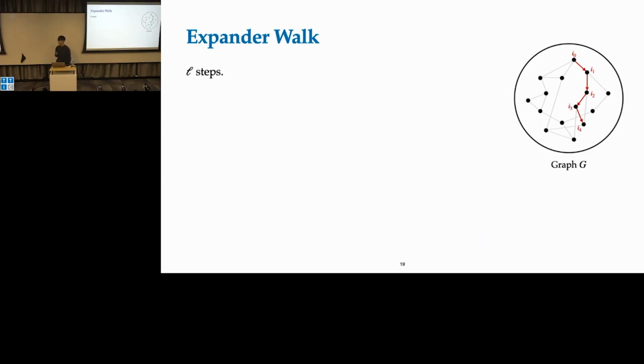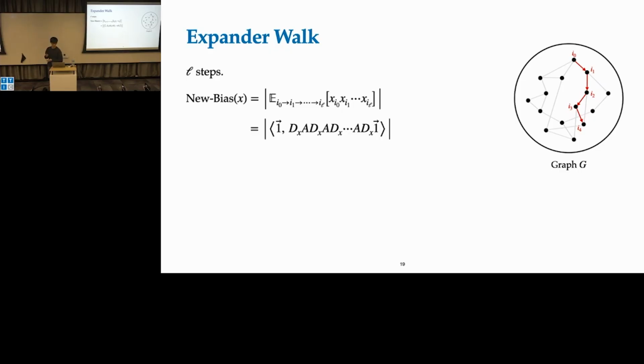So now let's look at L steps. And this is the new bias, the expectation over all the walks. I'm going to write this also as a quadratic form, which looks like this. This is the quadratic form of the all ones vector, and then DxA, DxA, DxA alternatingly. Here, Dx is the diagonal matrix with x1 to xn on the diagonal. So I'm not going to write this out explicitly. This is a very straightforward calculation.